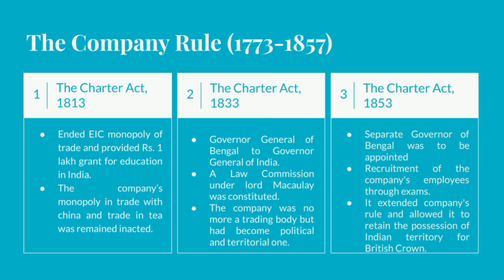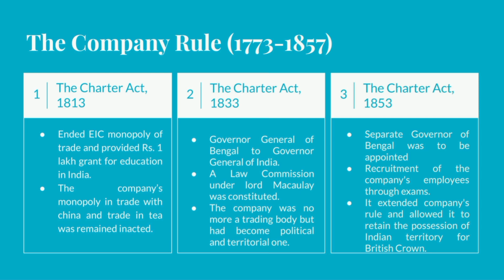Next, there are 3 Charter Acts which were formed every 20 years. The Charter Act of 1813: its main features were that it ended the East India Company's monopoly of trade and provided 1 lakh grant for education in India. The company's monopoly in trade with China and trade in tea remained, which means it ended the monopoly of the East India Company's trade, but the trade in China and trade in tea remained. And one more important feature was that it granted 1 lakh rupees for education in India.